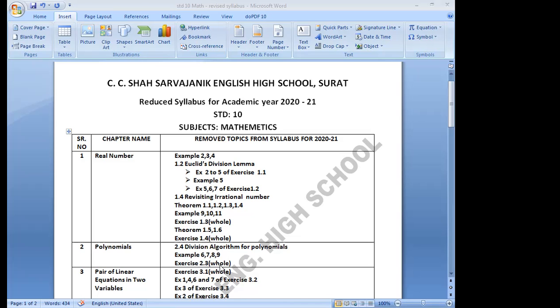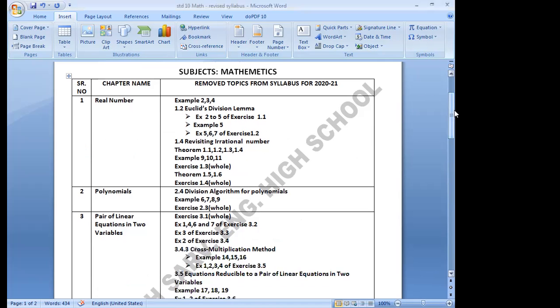Chapter number 3, pair of linear equations in two variables. This is the thing that we are going to discuss. That is chapter number 3. Let us begin with it. 3.1 introduction part, which is included in the syllabus.